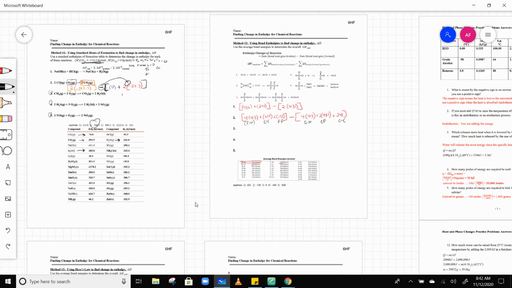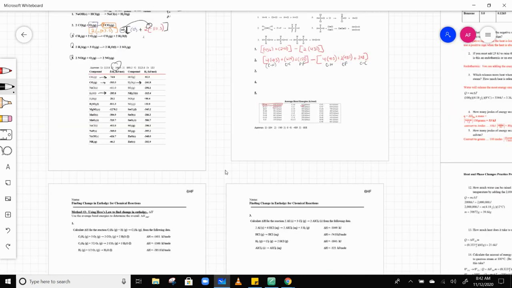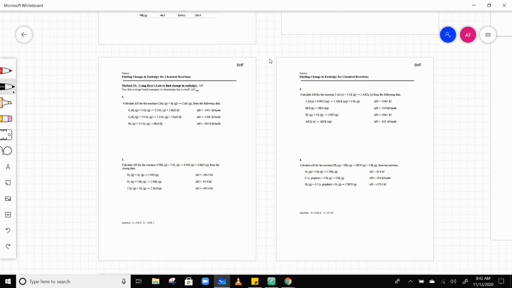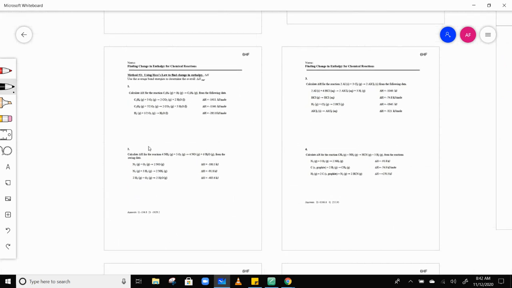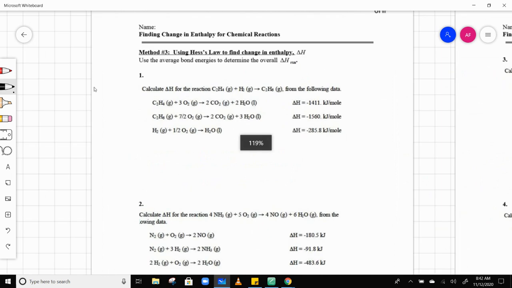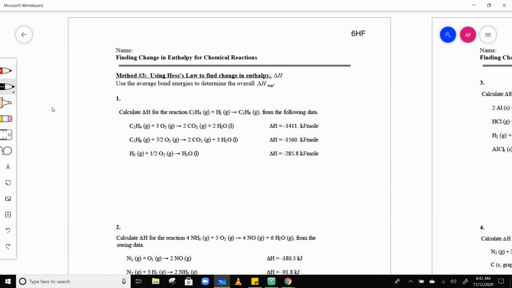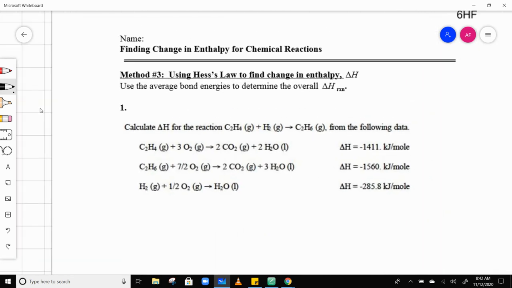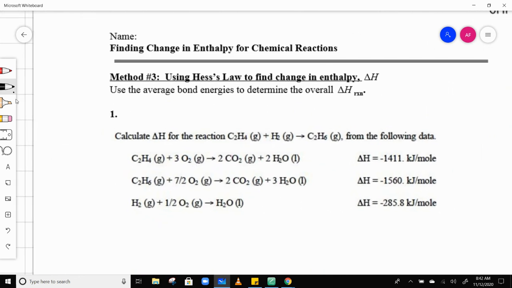All right, so those are the first two methods. The next method is very tricky. This is the one that gives most people the issues. So this is where you're using something called Hess's law.